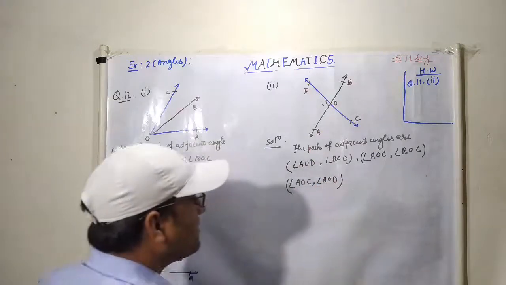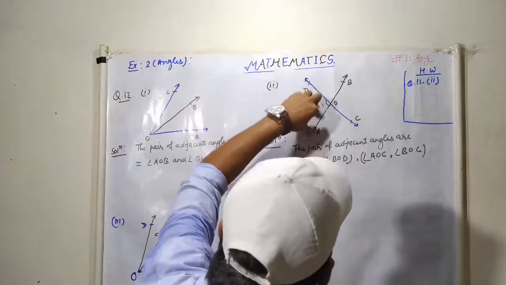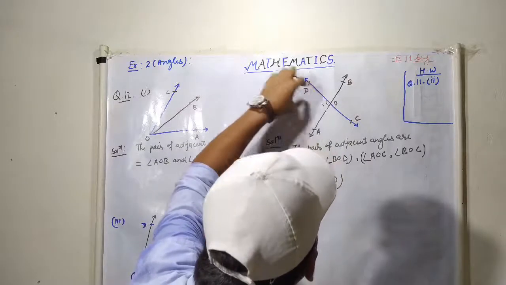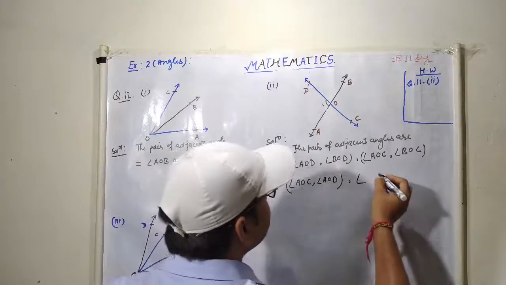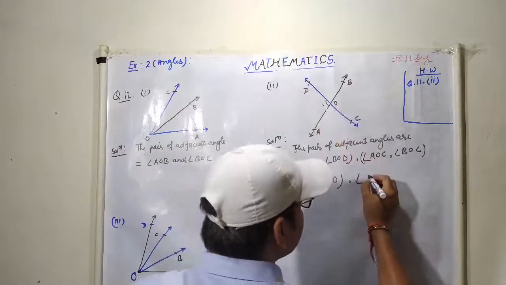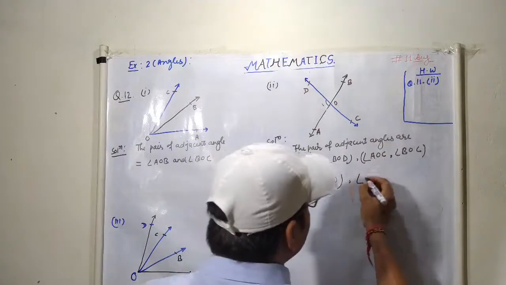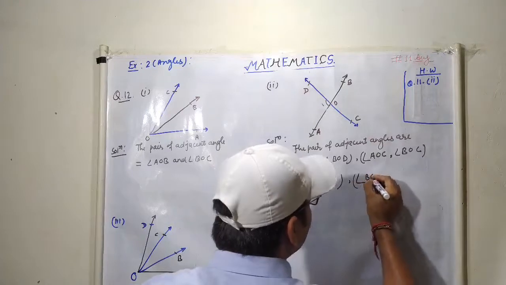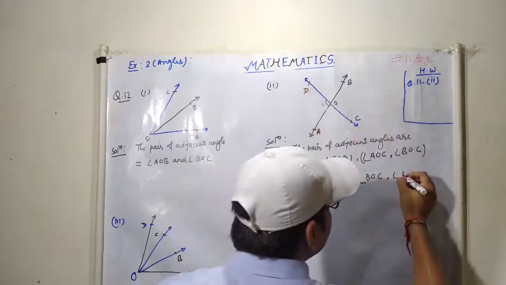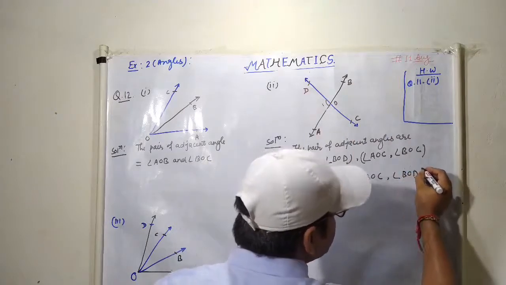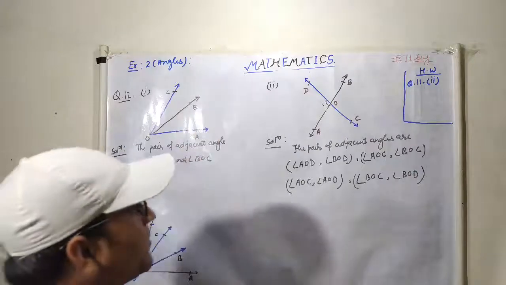This is your third pair, AOC and AOD. This is AO, or OA, which is common in this one. Okay, now the last one is angle AOC, angle BOC and angle BOD. These are the four pairs of adjacent angles for question number 2.